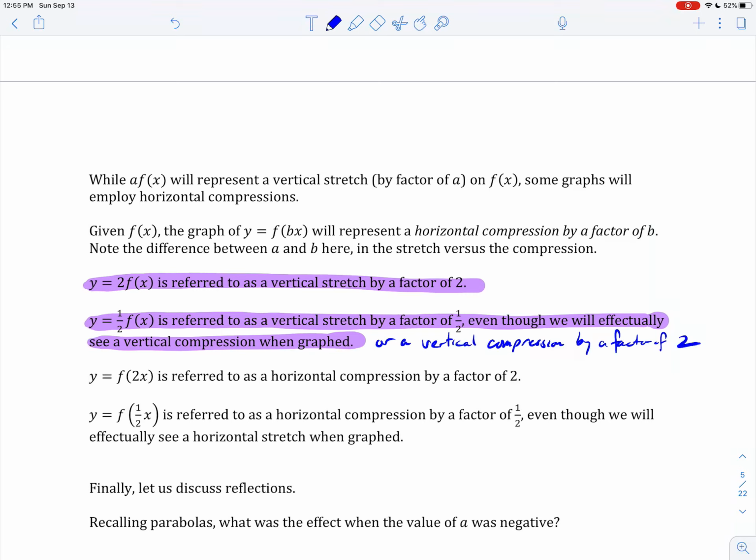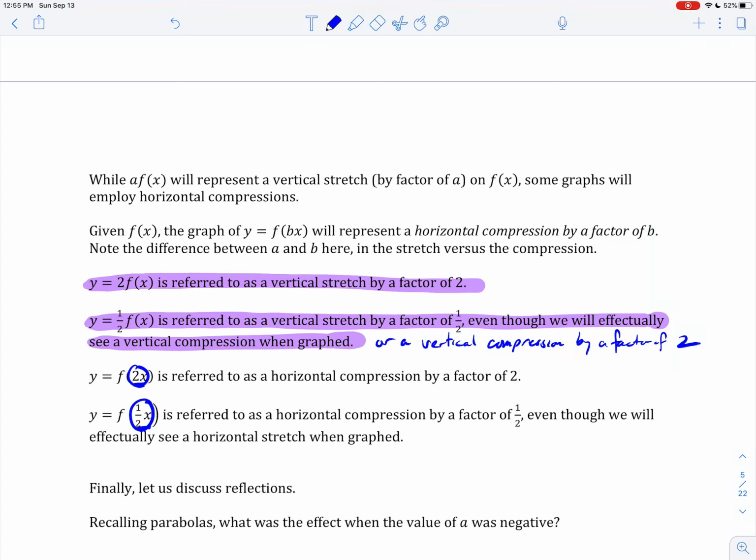Those are vertical changes. There could also be horizontal changes. And just like we saw with translations, horizontal changes happen when we modify stuff inside the brackets. Anything outside the f of x is a vertical change. But here we're contained in these brackets, and what that does is make things change horizontally. It affects the x values.